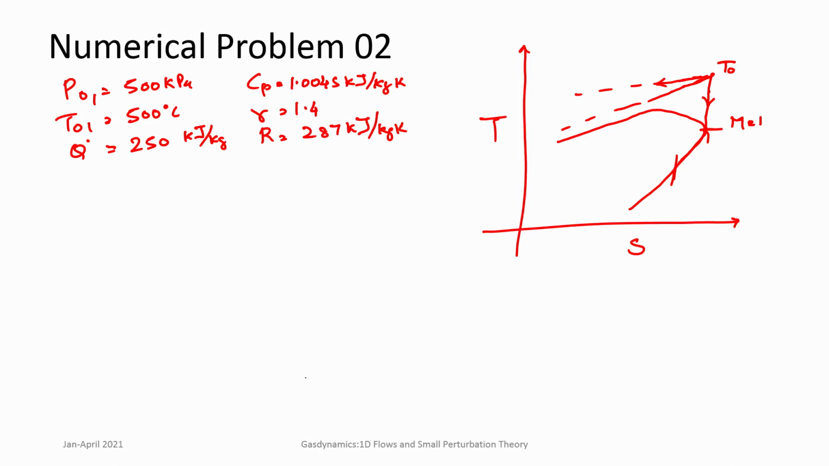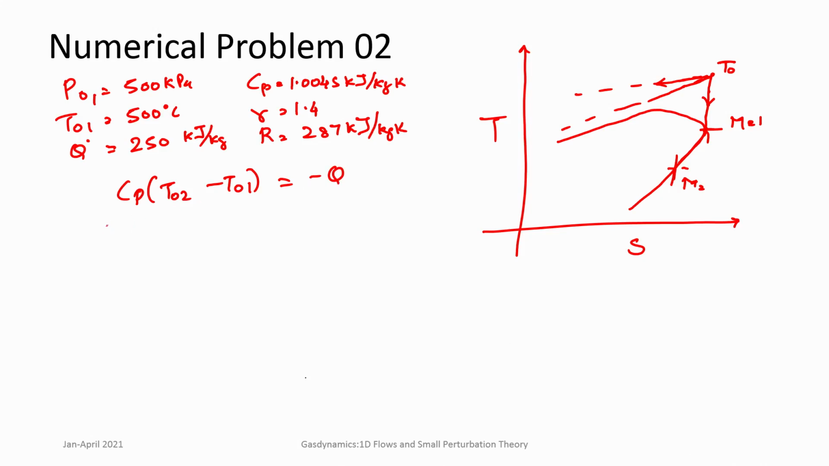So, what should be the Mach number at point 2, M2? How do you find this out? We know that heat is being removed. So, Cp (T02 minus T01) is equal to minus Q dot, or minus Q.